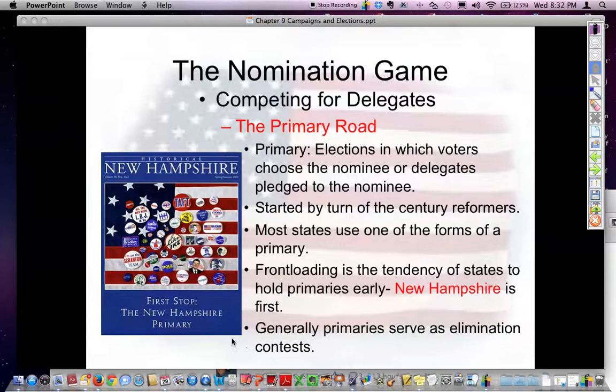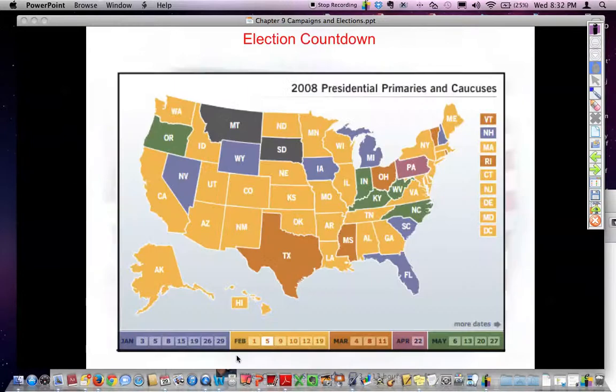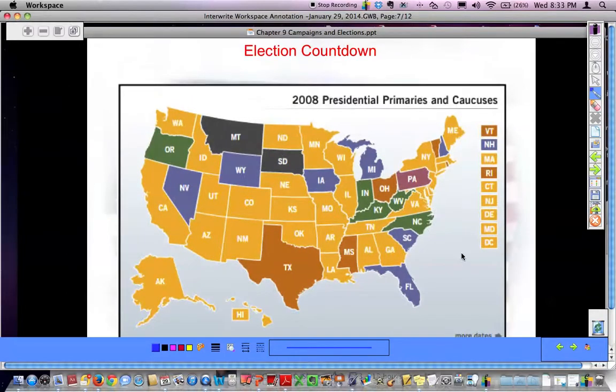Generally, primaries serve as elimination contests, because once a person has won one of the major party nominations, then the race and the infighting within a party is over. This is a list, and you can look at this. Missouri is right here. This was in 2008, but we held ours in February. And what you might note is that states were tired of New Hampshire and Iowa getting all the attention.